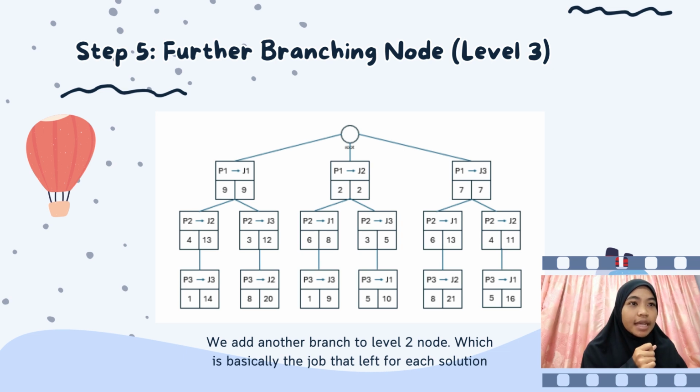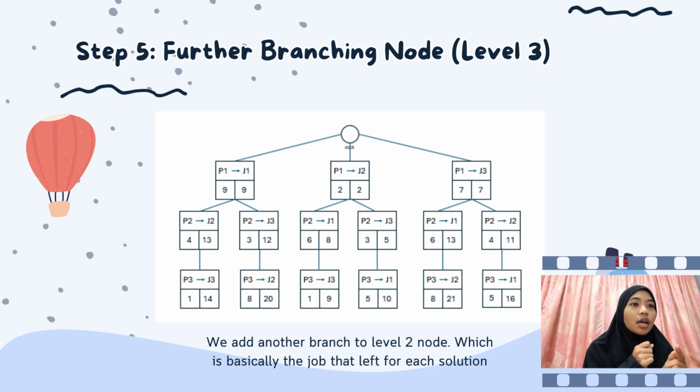Now after we assign person 3 with the job left, we calculate the cost of the solution. From the cost of solution at level 2, which is 13, we add the cost of level 3 of P3 to job 3, which is 1, making the total cost for this solution 14. The same way goes to the other solutions also.